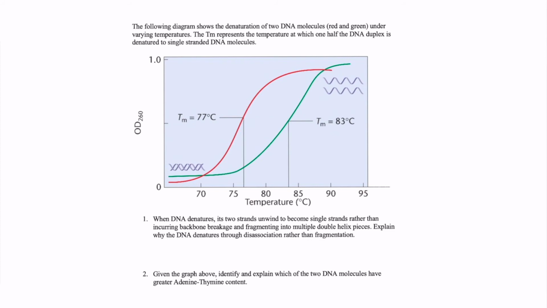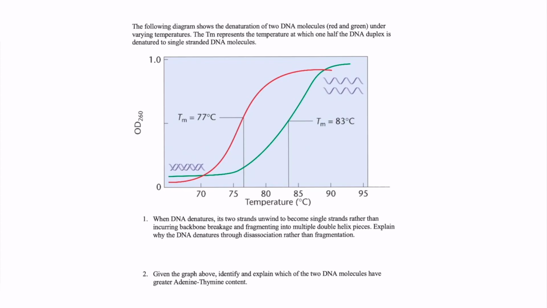I like this last question. It shows you a graph of DNA denaturation. What does that mean? Well, in DNA denaturation, as temperature is slowly brought up, DNA strands can unwind and become single-stranded from its original duplex. Now, this happens as a result of thermal energy compromising those hydrogen bonds between the bases, and that is the focus of this question. So let's take a look. It says, the following diagram shows the denaturation of 2 DNA molecules, red and green, under varying temperatures.